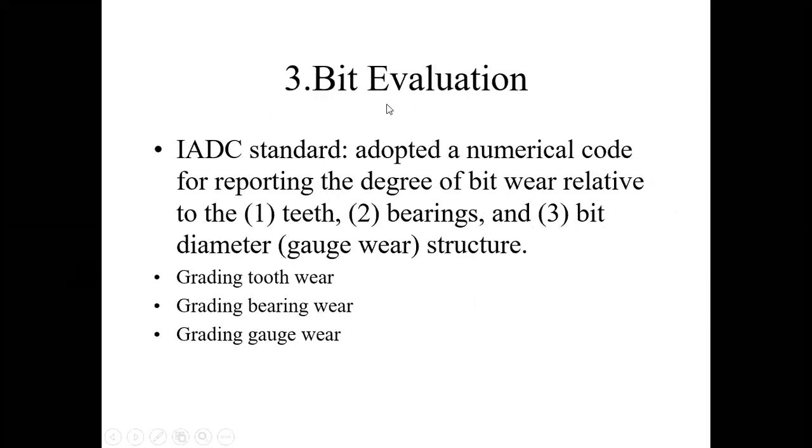Now the bit evaluation: how these bits are evaluated. Let's say you use a bit for 10 hours, 15 hours, or 20 hours, how will you grade them, how much they are used, how much they are not used. So there are three things we talk about in evaluating and grading the bit: one is the teeth, another is the bearing, and the third is the bit diameter. To understand these three, first let's look at an animation related to it, which explains it in a very nice way.